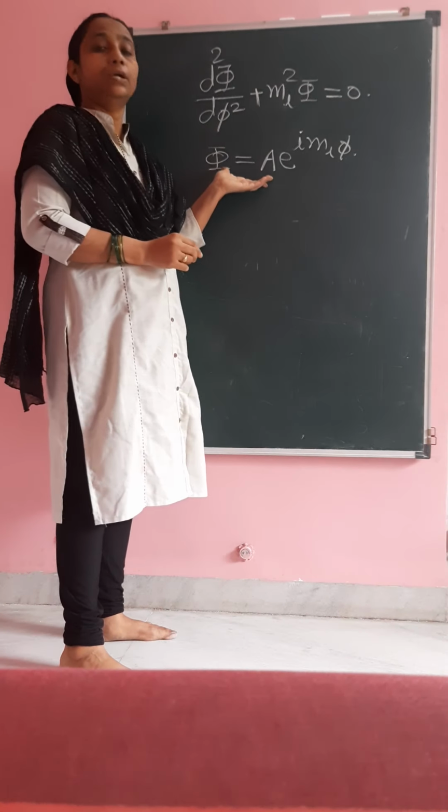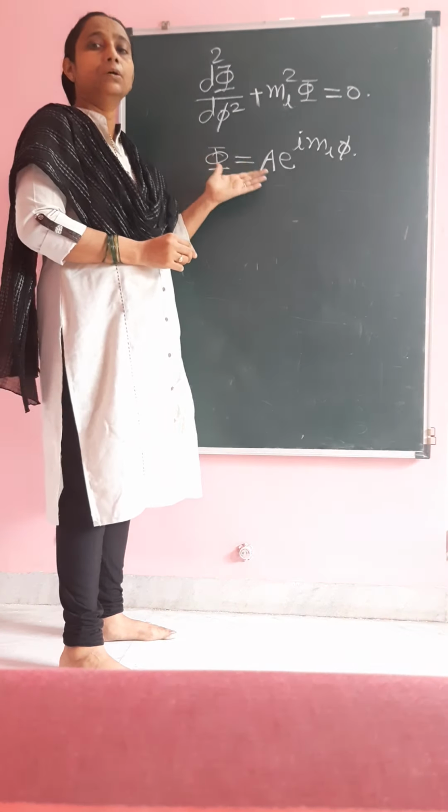For the solution to be a good solution, it is necessary that it should be a single valued function. When it is a single valued function, there is a rule that should be verified: phi of phi should be equal to phi of phi plus 2 pi. Now we already have phi of phi. Now we will write phi of phi plus 2 pi and then equate these two things. So on the left hand side I am going to write this, and on the right hand side it will be in terms of phi plus 2 pi.